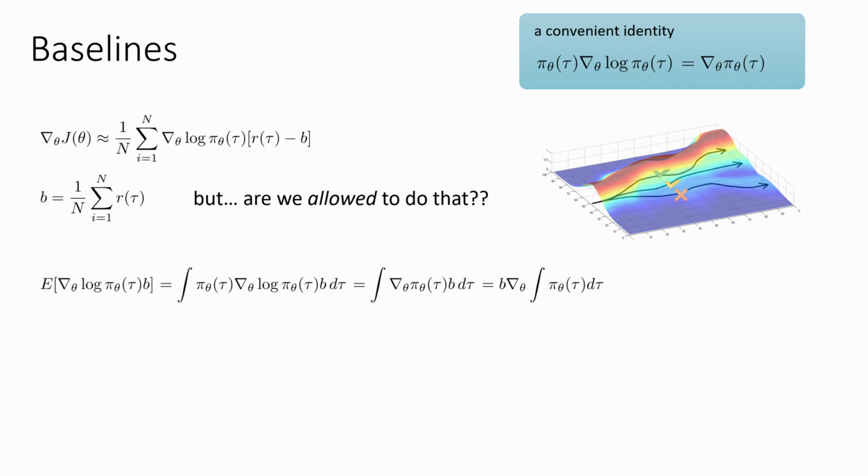Can someone tell me what this integral is equal to? 1. Yeah, if you integrate a probability distribution, you get 1, unless you made a coding mistake. And the gradient of 1 is very easy to calculate; you don't need a calculus textbook for that. That's just 0. So b times grad 1 is 0, which means this whole thing on the left is 0, which means that you can subtract any constant you want, and you will not change the expected policy gradient.